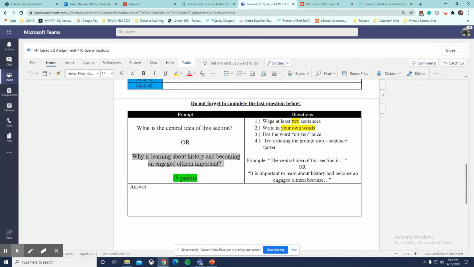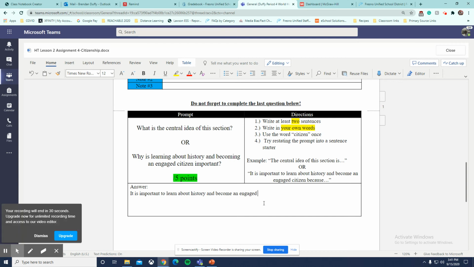So for this, you're going to write at least 2 sentences. You have to write in your own words. You have to use the word citizen once. And I want you guys to try restating the prompt into a sentence starter. So I actually did that for you already. So for your answer, you could start it, it is important to learn about history and become an engaged citizen. Oh my gosh, look at that. Can't type today. Because. And then you would write your answer, and that'd be 1 sentence.